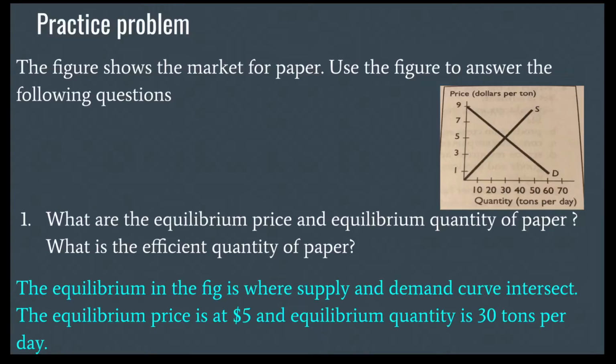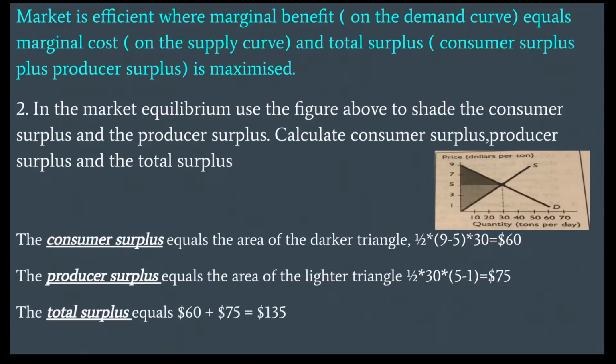The equilibrium in the figure is where the supply and demand curves intersect. The equilibrium price is $5 and the equilibrium quantity is 30 tons per day. The market is efficient where marginal benefit on the demand curve equals marginal cost on the supply curve and total surplus, that is consumer surplus plus producer surplus, is maximized.